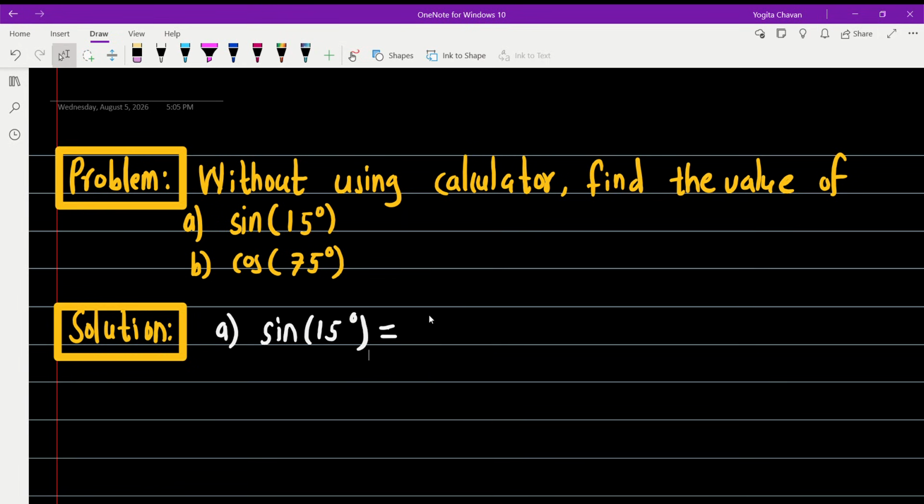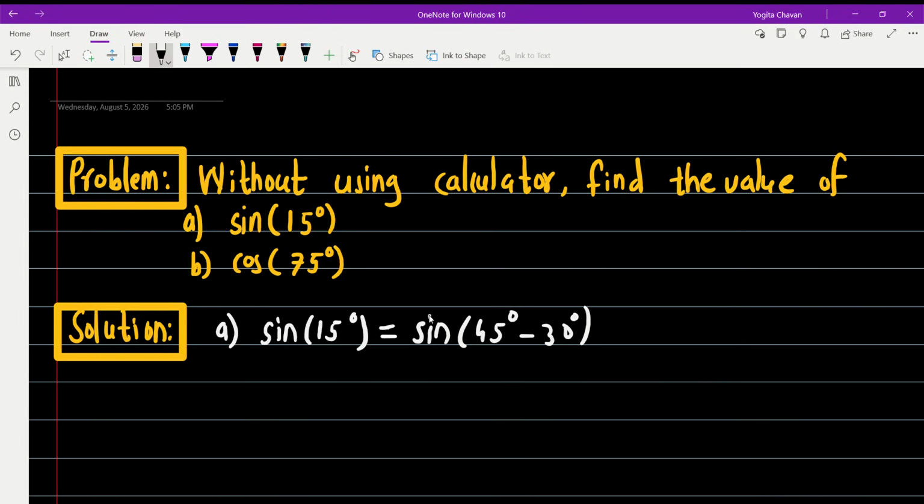Today we are going to find the values of sin 15 degrees and cos 75 degrees, and we are not going to use the calculator. So let's see the solution. Sin 15 degrees is the same as sin of 45 degrees minus 30 degrees, because 45 minus 30 is 15.